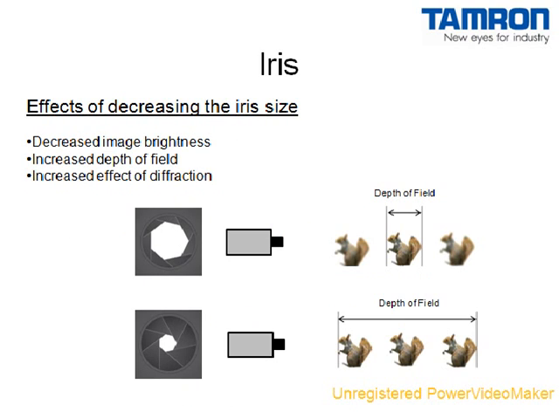There are three main effects of decreasing the iris size. The first and most obvious is a decrease in image brightness. A smaller iris results in a darker image.